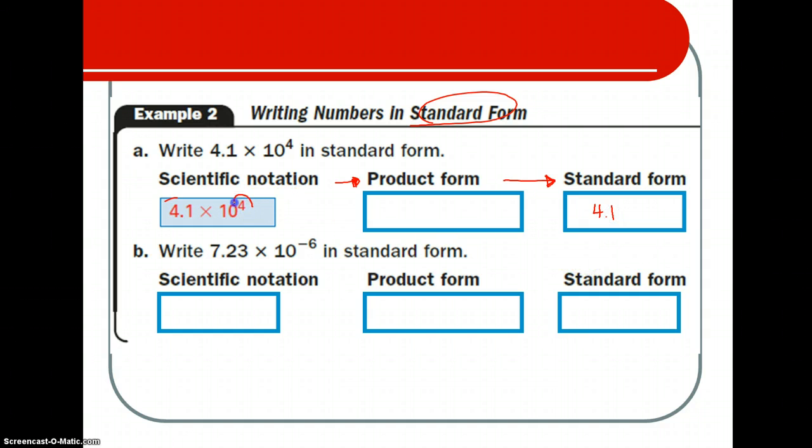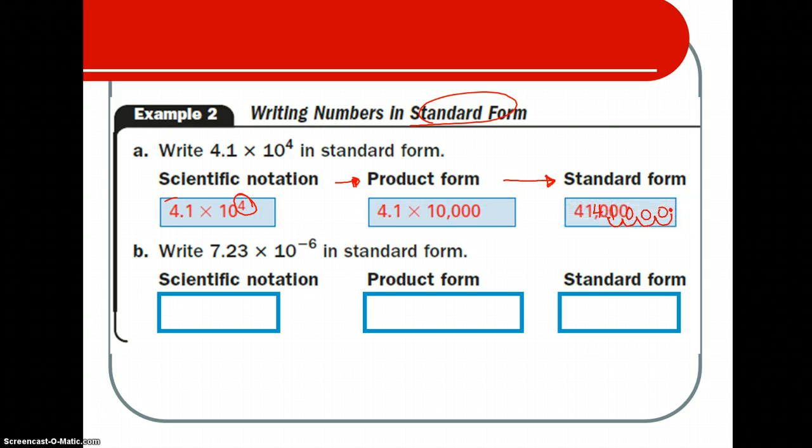and now I know I'm moving 4 spaces. Do I want the number to be bigger or smaller? It's positive, so I want bigger, and that means I'm going to go right. So 1, 2, 3, 4 for my decimal point. These spaces that don't have a number, I put zeros. So I have 41,000. You can see that's the answer.